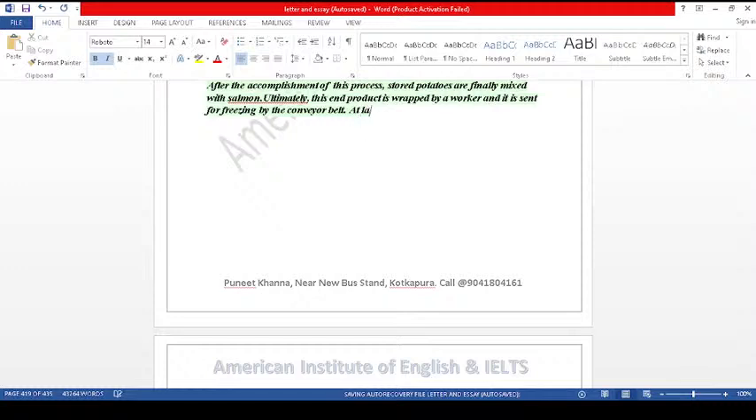At last, this product is transported to the retail stores and supermarket for human consumption. Supermarket for human consumption. Okay guys, so this is the topic that I have taught you.